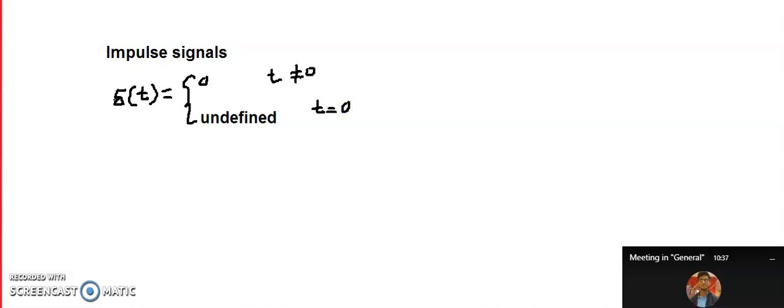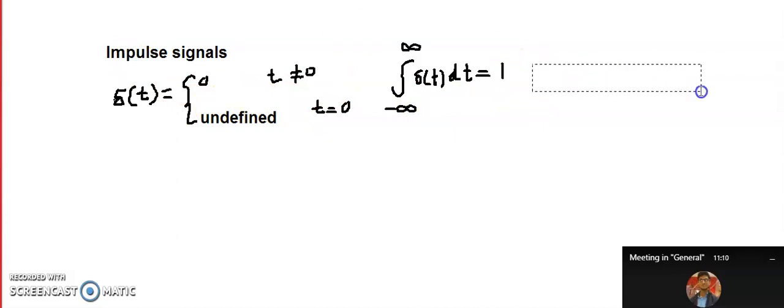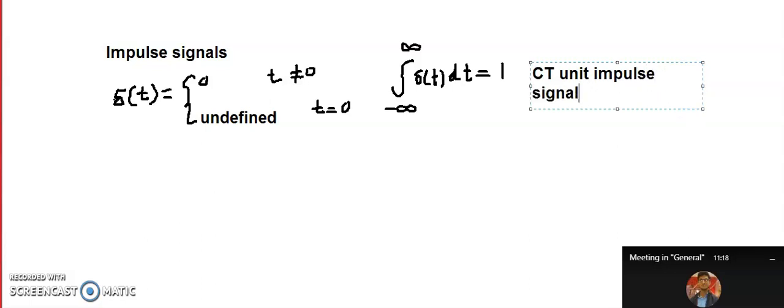Okay, this was the impulse signal in continuous time domain, but it is such that its integration from minus infinity to plus infinity of delta t dt, its area under the curve, comes out to be a defined value, and that is 1. So this kind of signal is called continuous time unit impulse signal.